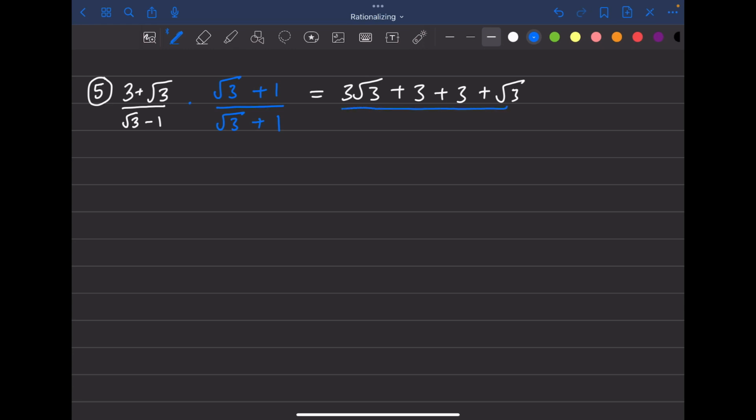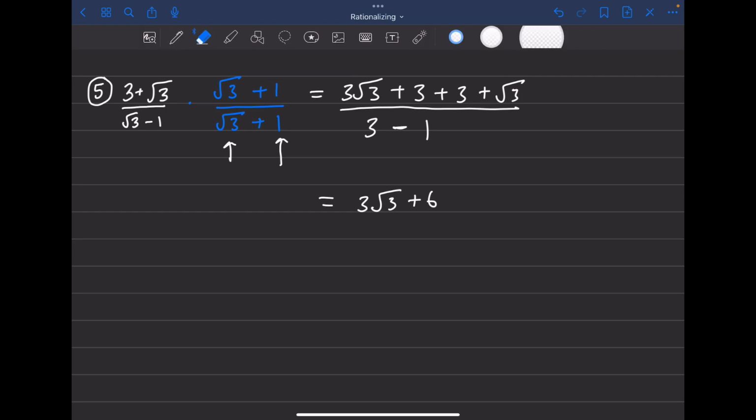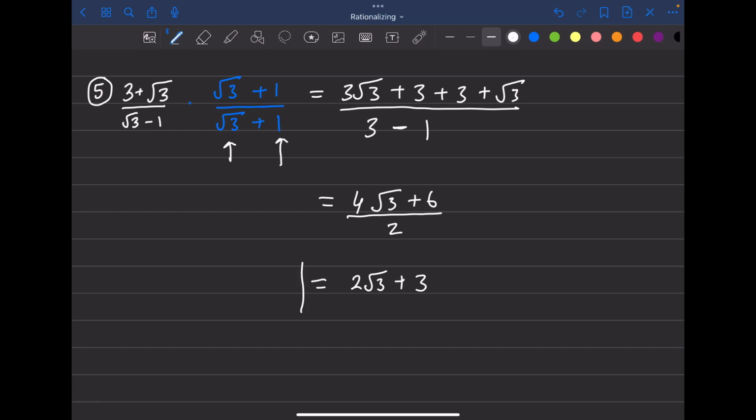And then this would be over this squared minus this squared. So root 3 squared is 3 minus, and then 1 squared is 1. Now this will give us 3 root 3. We know that this is equal to 6. 3 plus 3 is 6. And we also know that root 3 plus 3 root 3 is 4 root 3. So let's also change that. I can change this to 4 root 3 plus 6. And then 3 minus 1 is 2. Let's divide everything by 2 again. So 2 root 3 plus 3. And we are done.